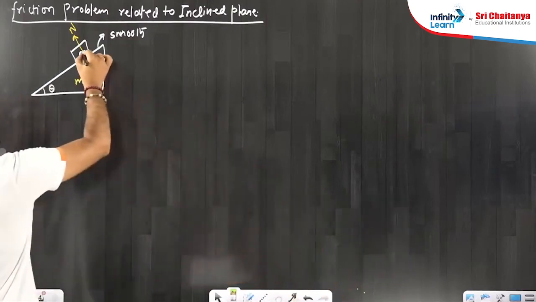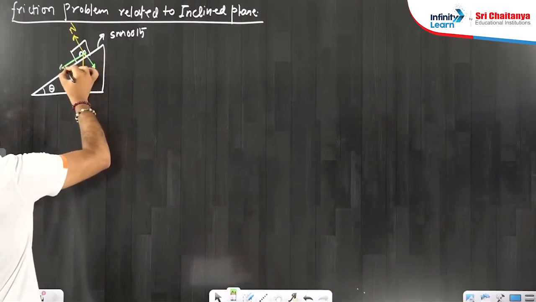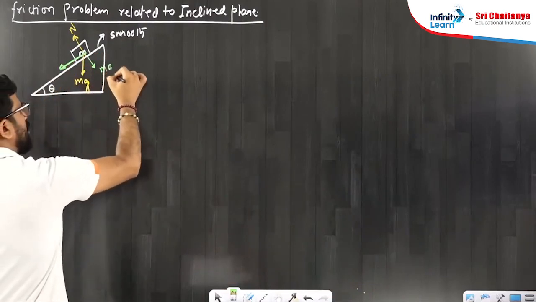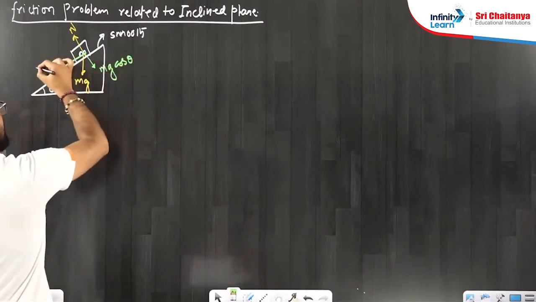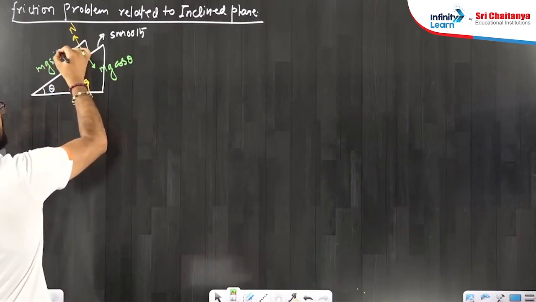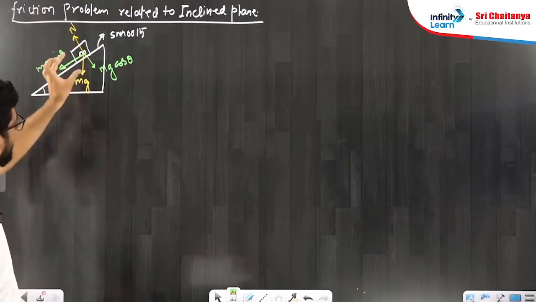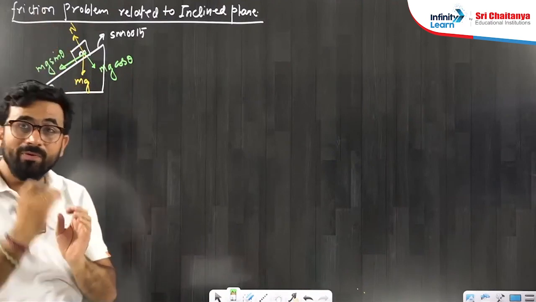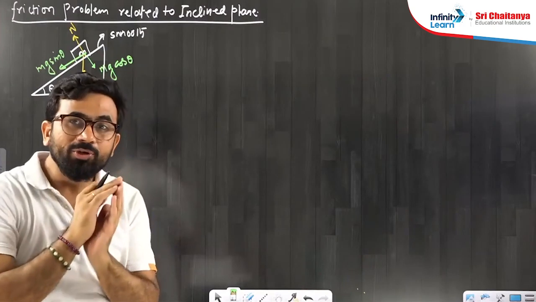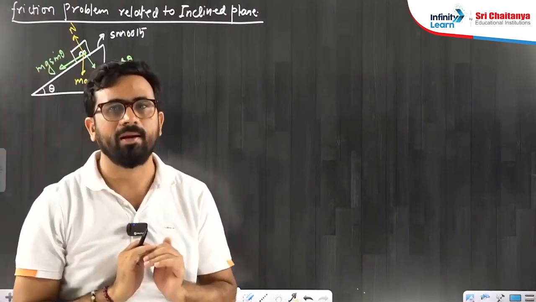There are two components. One component in this direction, one other component in this direction. This is the mg cos theta, and this is the mg sin theta. Now from it you will say that this block is not moving perpendicular to this inclined plane. This is moving along the inclined plane. That means motion is restricted along the inclined plane.